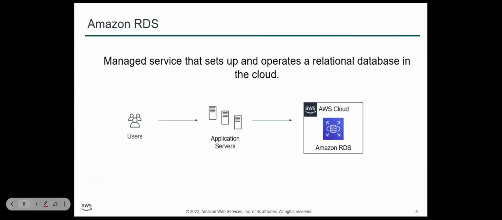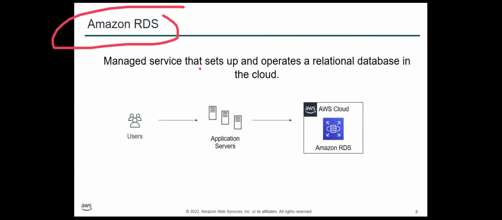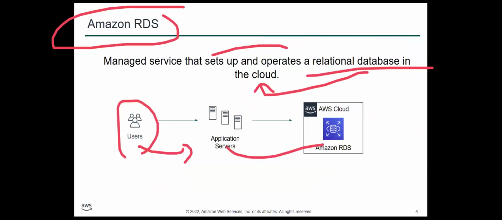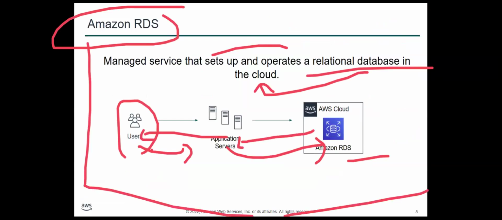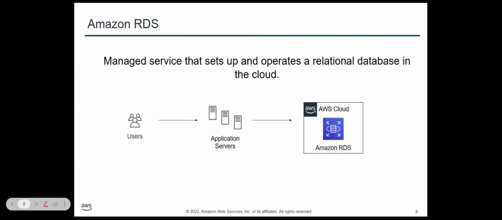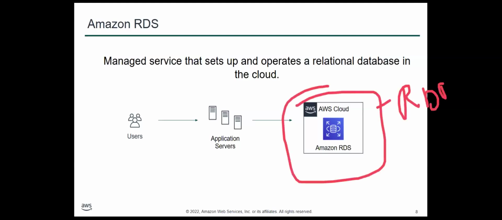Now, Amazon RDS is the managed service that sets up and operates a relational database in the cloud, where users come to the application server and the application server will go to the database. Now, the data can be retrieved again and it will come back to the user. Now, RDS is a managed service. RDS is designed by AWS for this relational database management system. It can be managed by AWS.